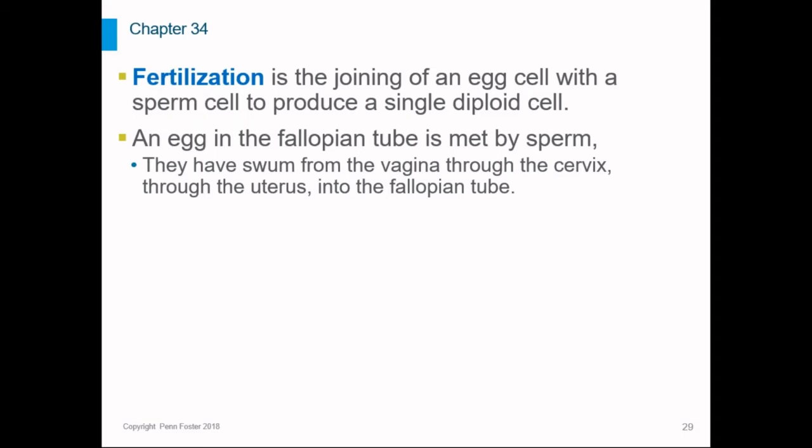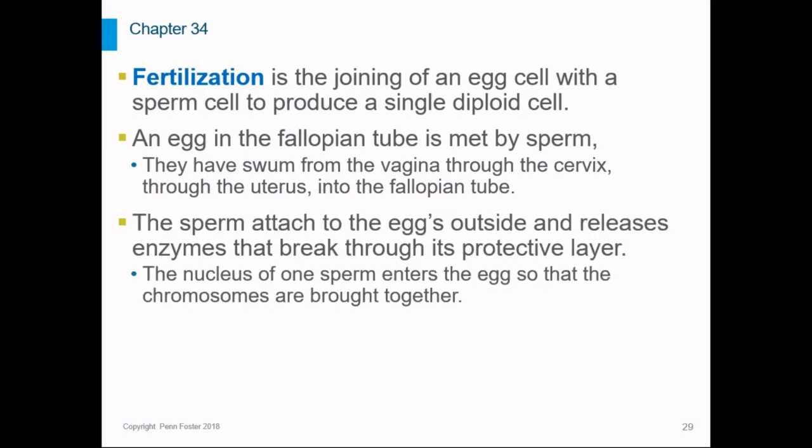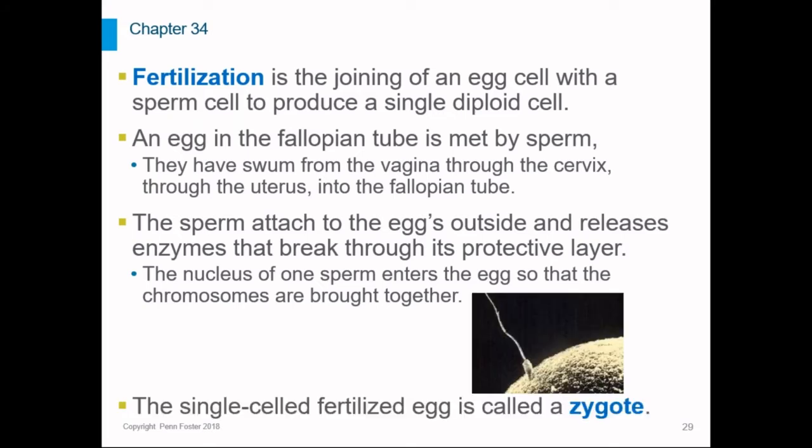An egg in the fallopian tube is met by a sperm which has swum from the vagina through the cervix, through the uterus, and into the fallopian tube. The sperm attaches to the egg's outside and releases enzymes that break through the egg's protective layer. The nucleus of the sperm enters the egg so that the chromosomes are brought together. This single-celled fertilized egg is now called a zygote.